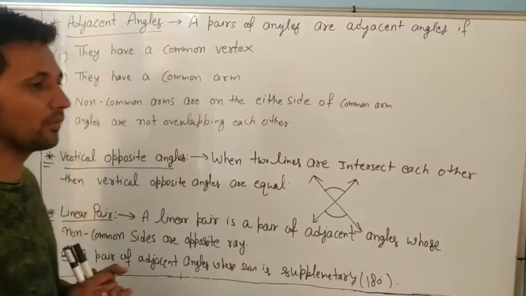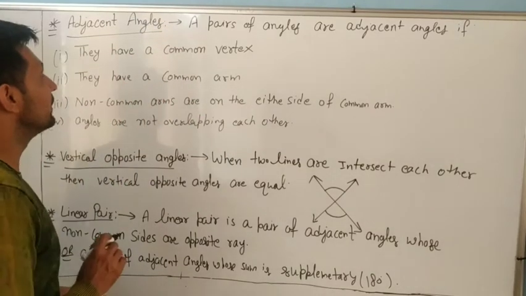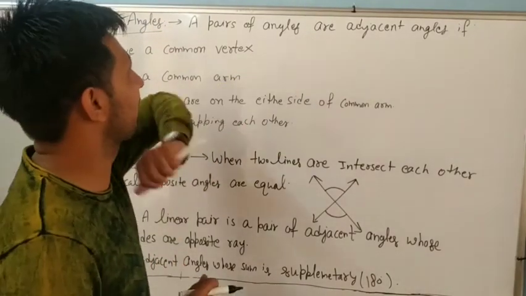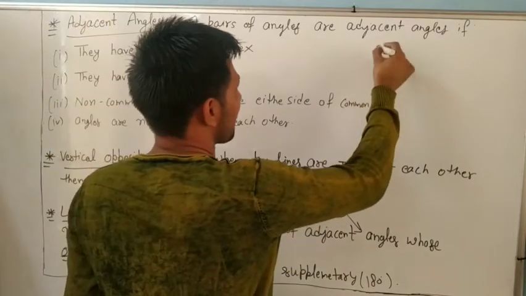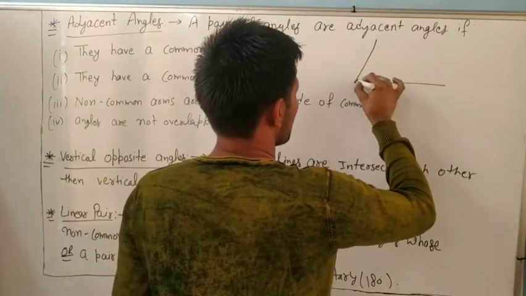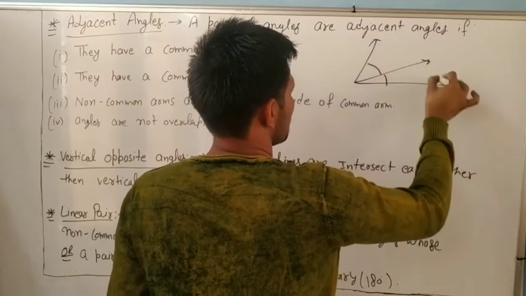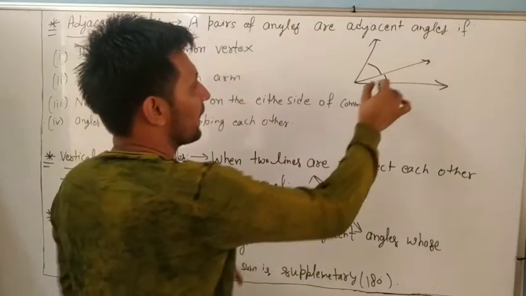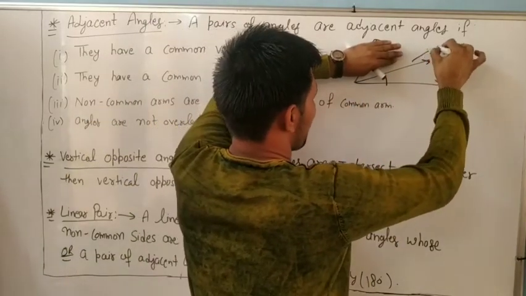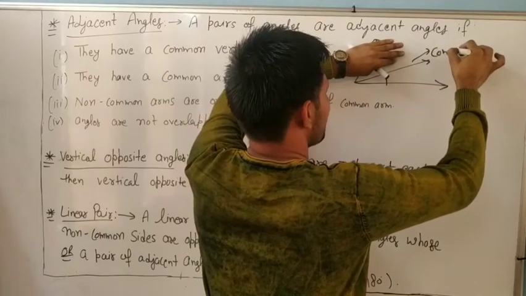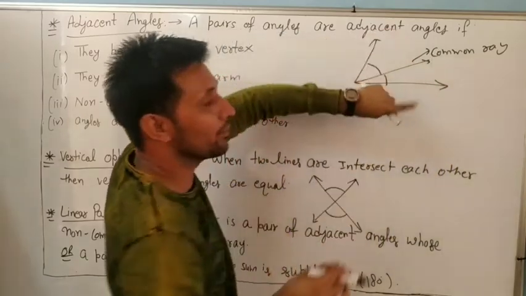Next angle type: what is an adjacent angle? Adjacent angles mean a pair of angles that are adjacent. Here are two angles: one angle is this one, and the second angle is this one. And we know this is a common ray, because this side is used in both.